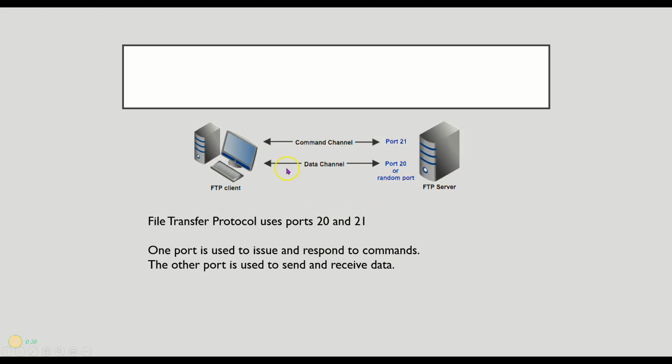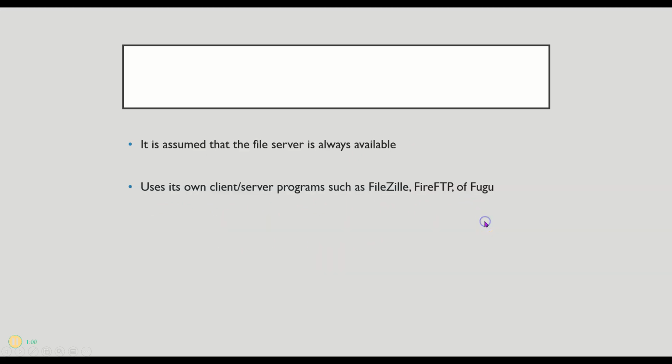And then the other port is used as a data channel, usually port 20 if we use 21 as the command channel, or 21 if we use 20 as the command channel, or it can be some other random port number. And now the file transfer takes place on that second port. So one port is used to issue and respond to commands, the other port used to send data.